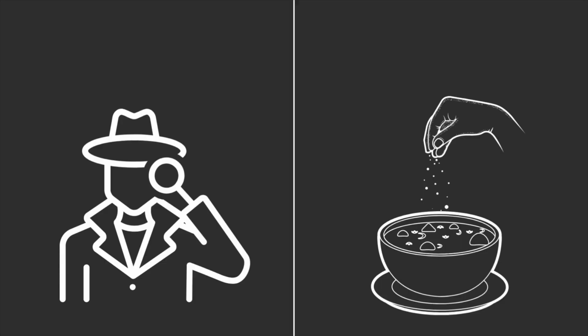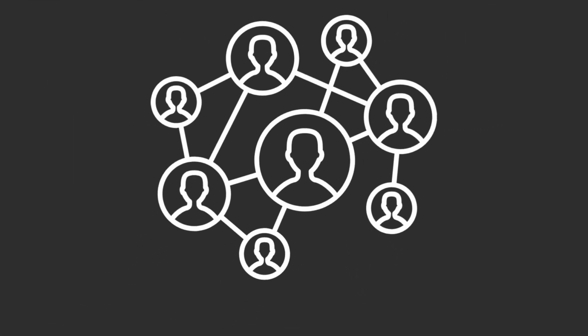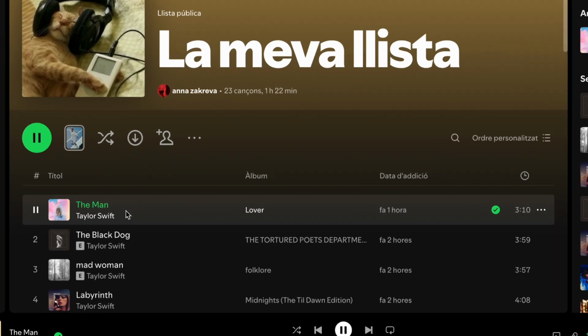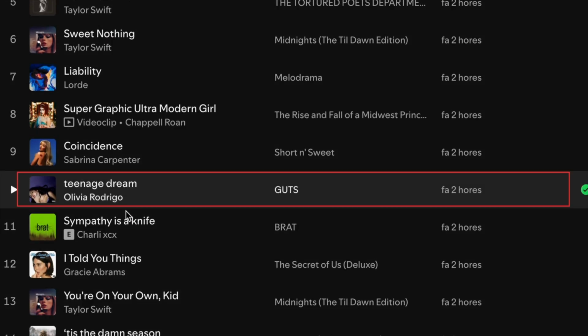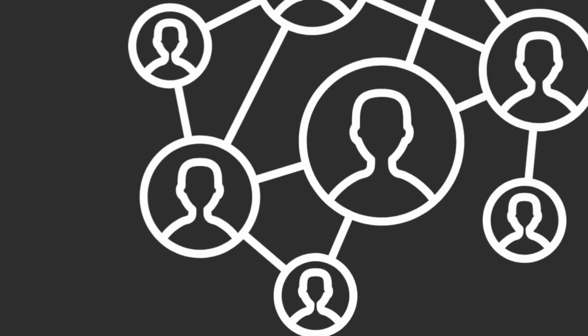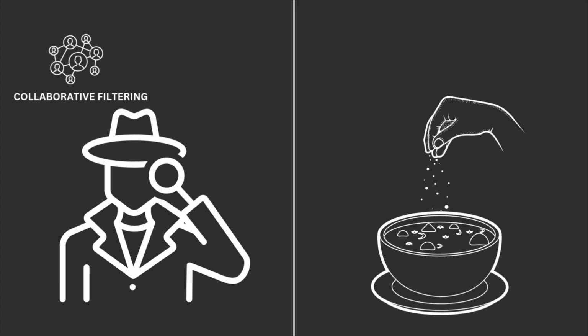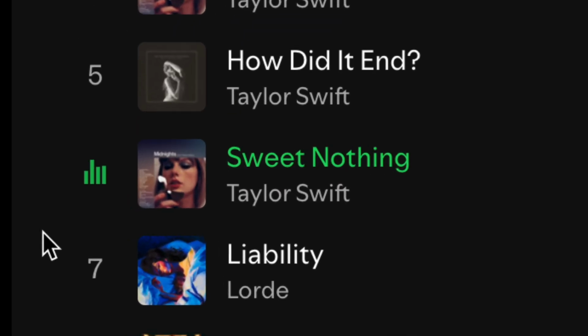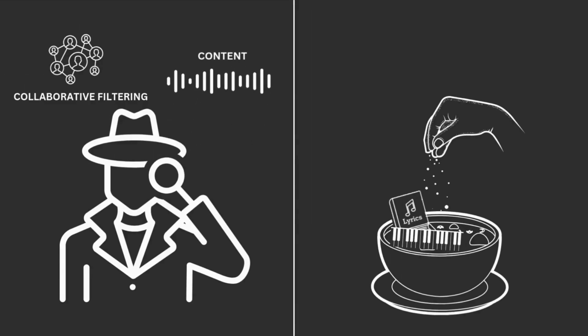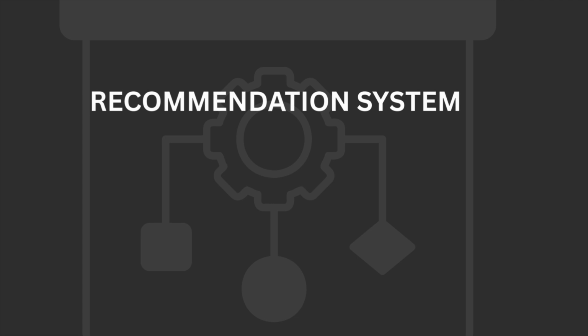Spotify is part detective and part chef. First, it investigates what you and millions of other Swifties are listening to. This is done using a technique called collaborative filtering. And then it also analyzes the content of the song characteristics. All of this mixed together, and boom, Olivia Rodrigo ends up on your Discovery Weekly. This is known as a recommendation system.